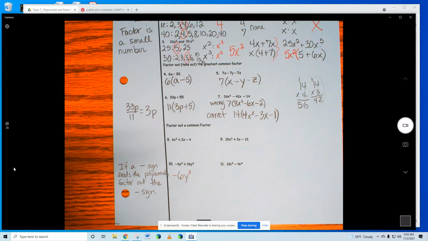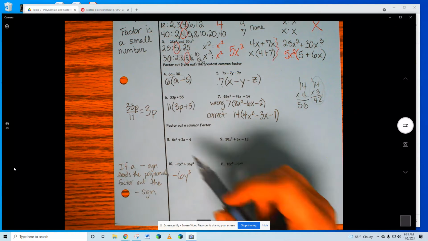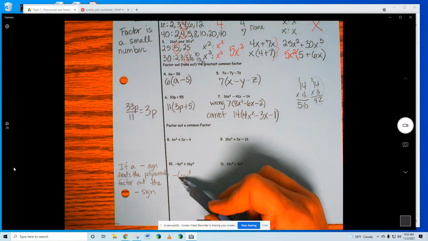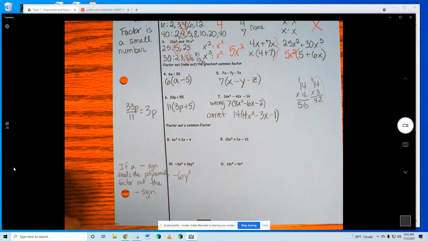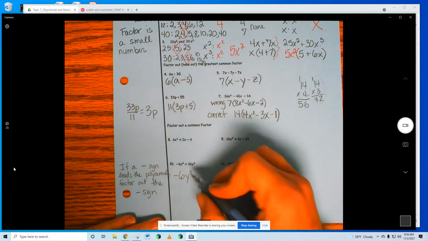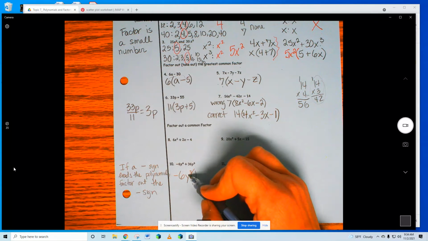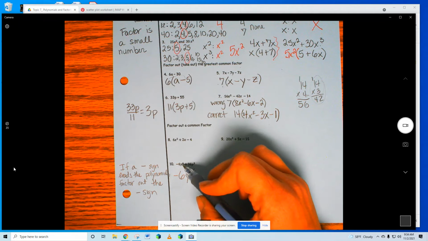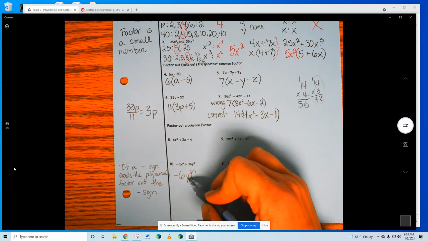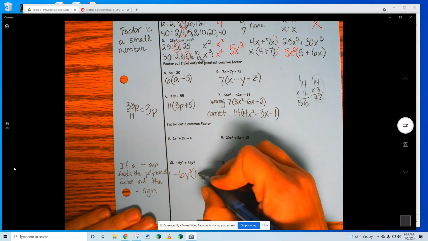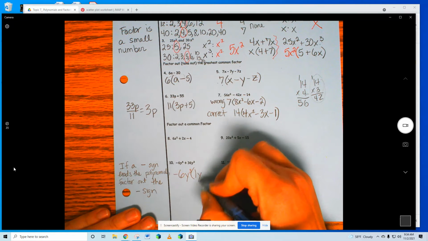Now, negative 6 divided by negative 6, that's just 1. I don't really write a 1. I can't, well, I can, but y to the 4th and y to the 3rd are taken away. I have y to the 4th and I divide out y cubed. How many y's are left? 1 of them. So y.